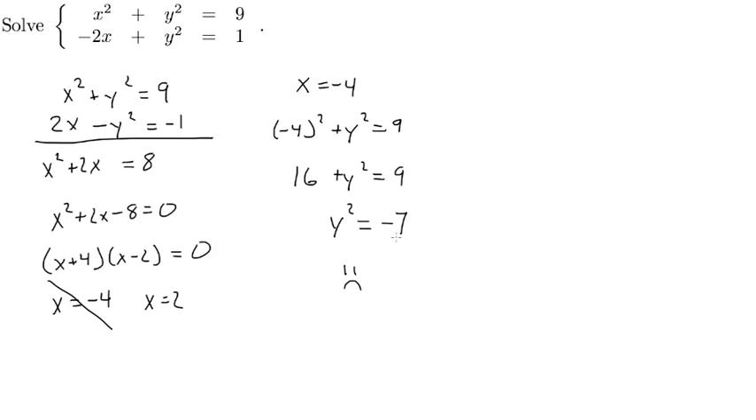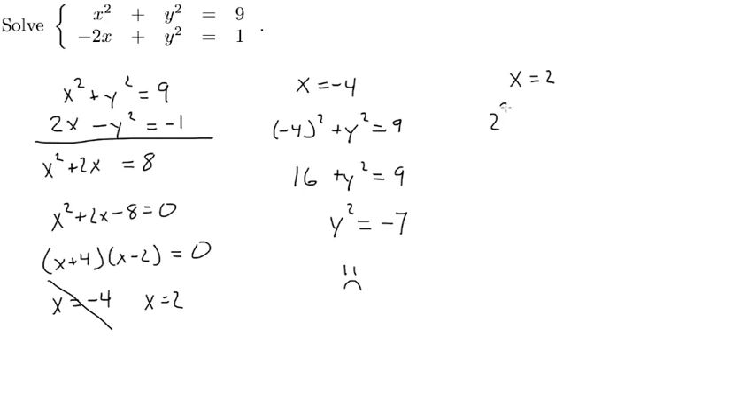We are not going to worry about imaginary numbers here. If we allowed that, then yes, we could solve this, but we're not going to deal with those. So x equals -4, we just toss out. Let's focus on x equals 2 now. So let's plug x equals 2 into that same equation.